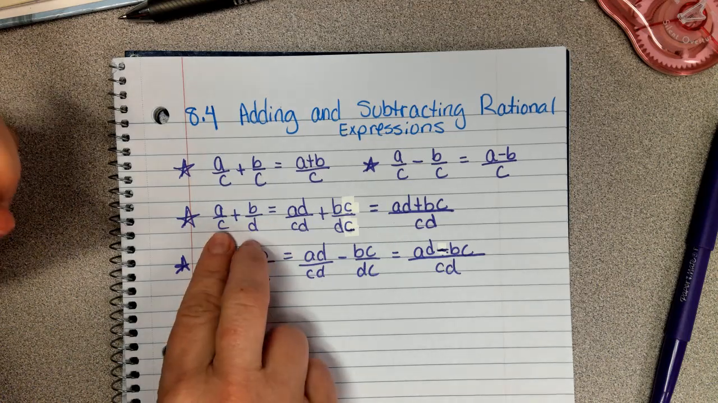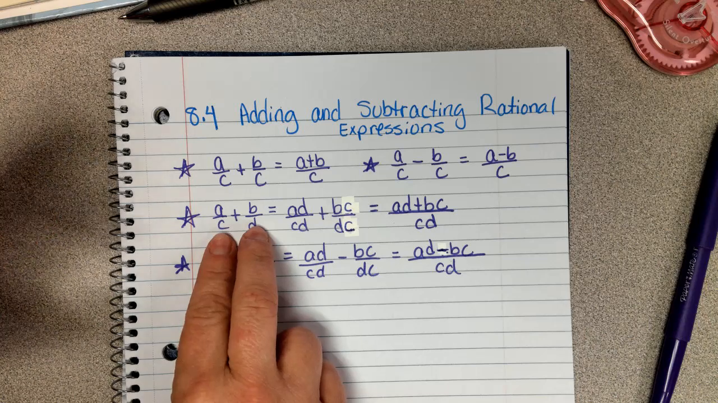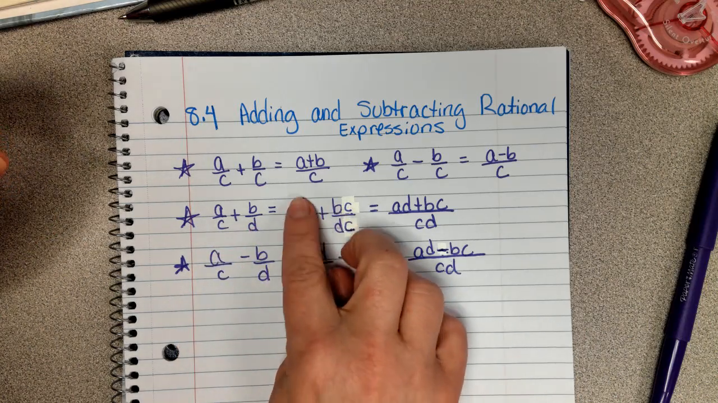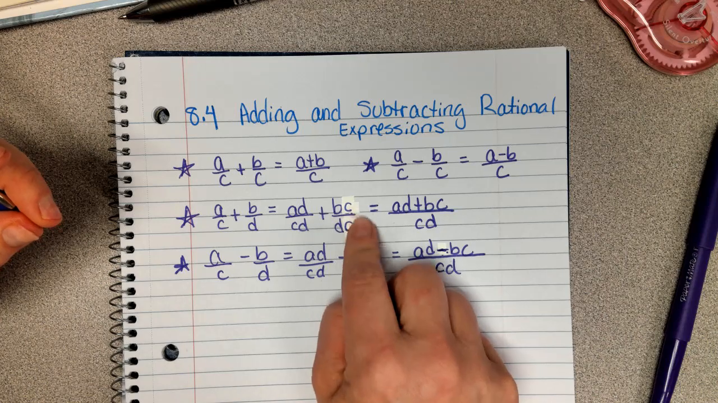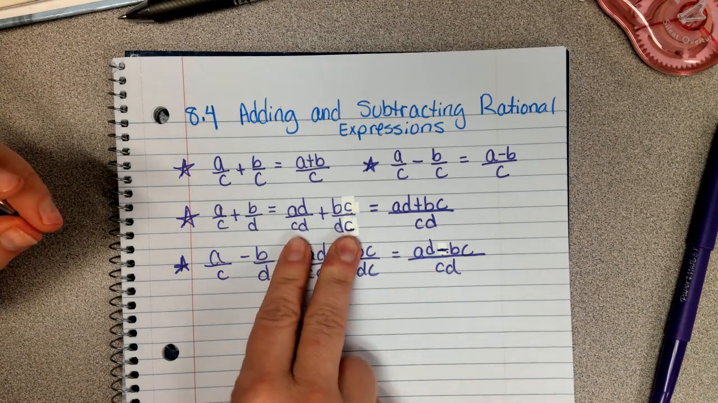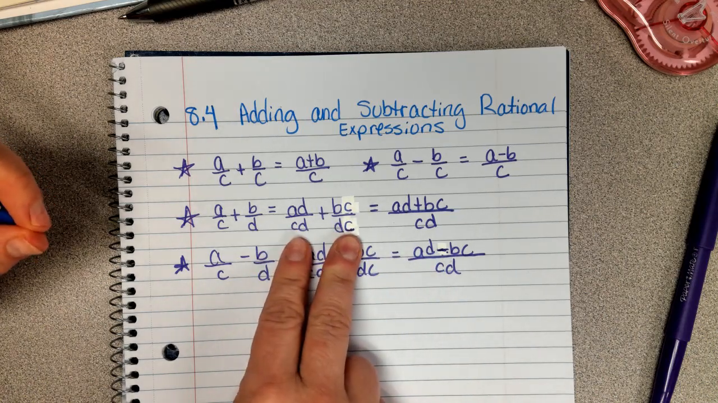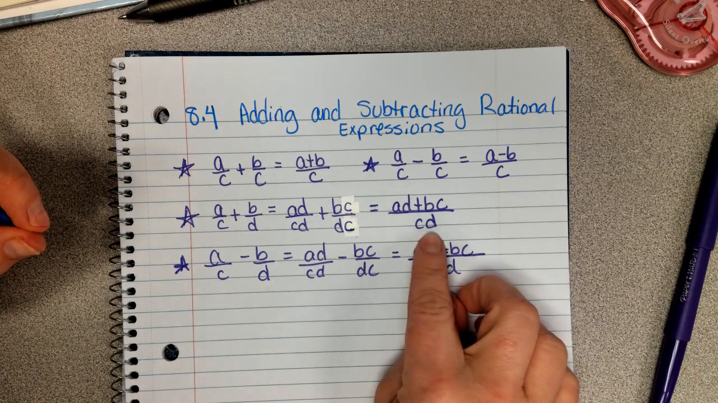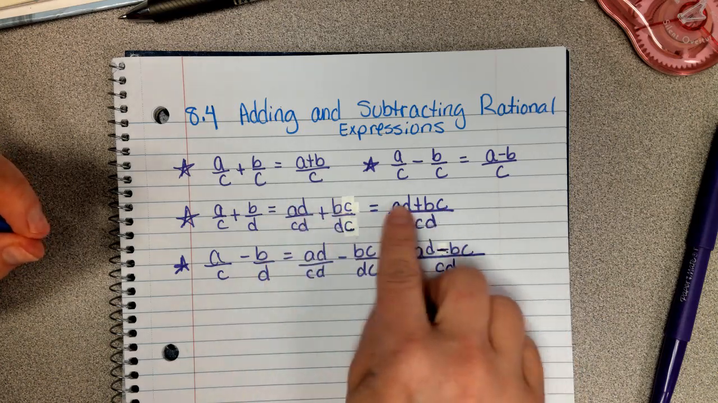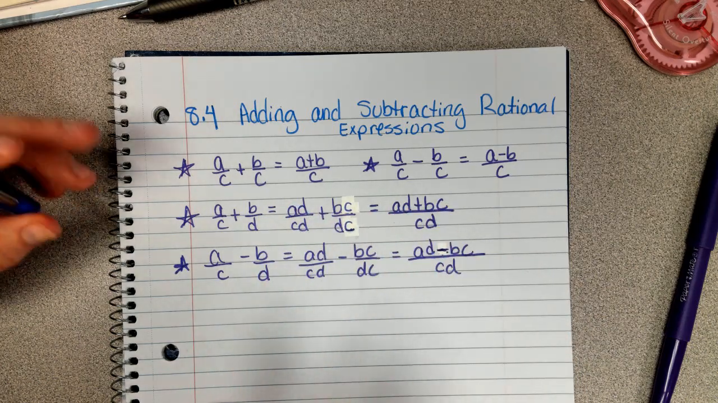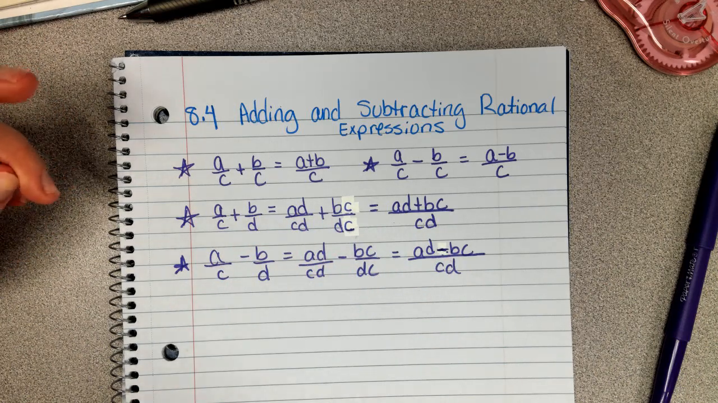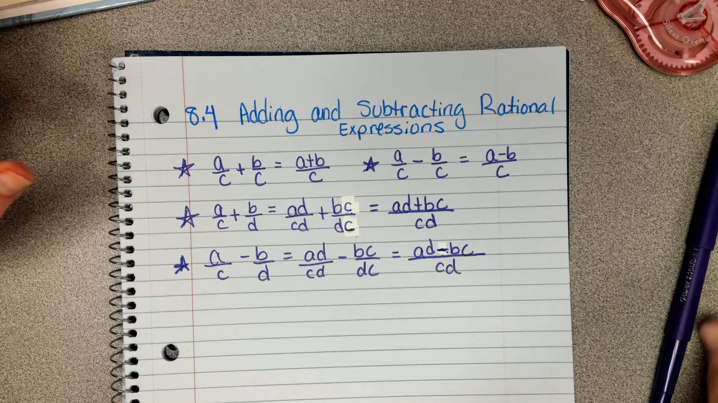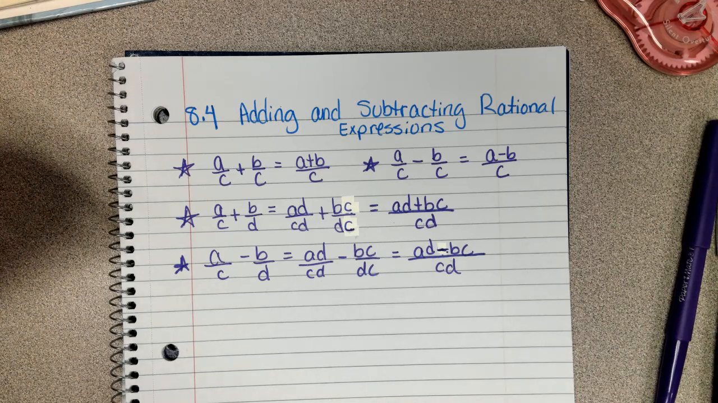So in this case, my denominators are c and d. The way I would do that is I would multiply this fraction by d over d, and then I would multiply this particular fraction by c over c, giving both of them a denominator of c times d. Then from there, keep the denominator and add together your new numerators. The same thing happens with subtraction. The only difference is you're going to subtract instead of add. That would be the same for any fraction in the world, even if your fraction has x's in it.